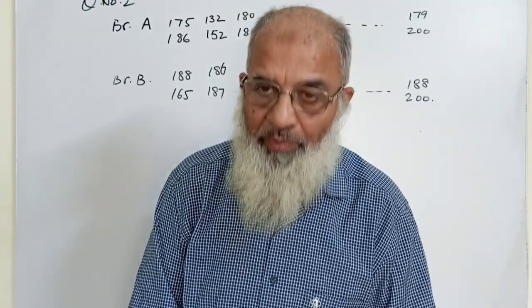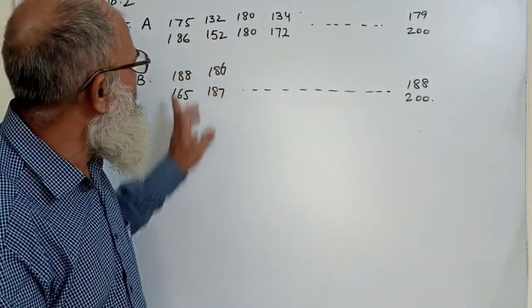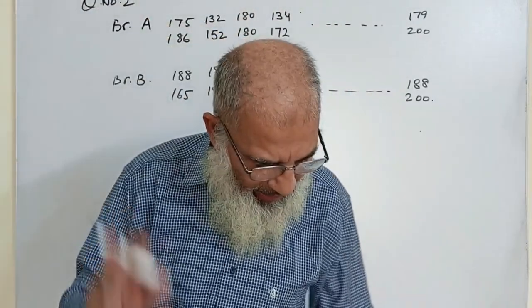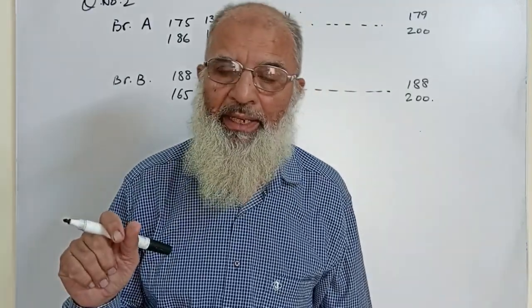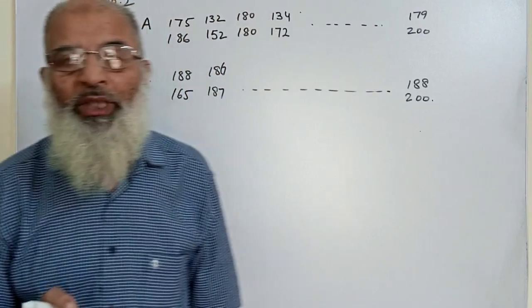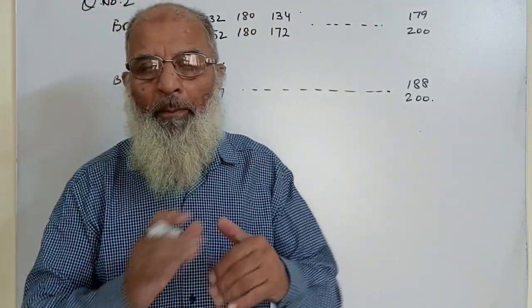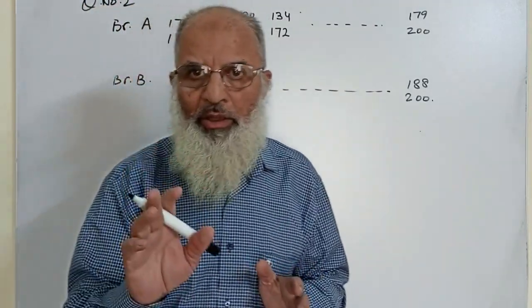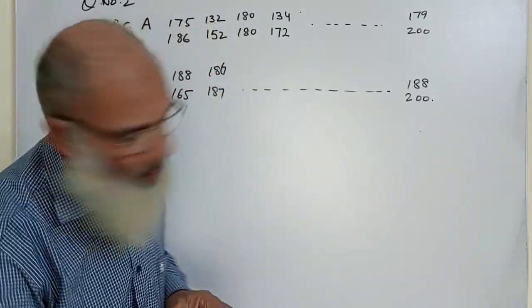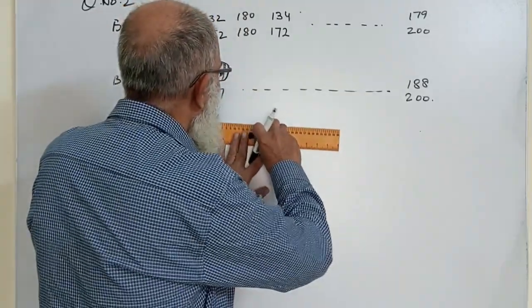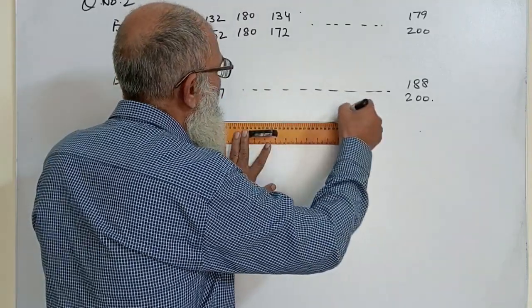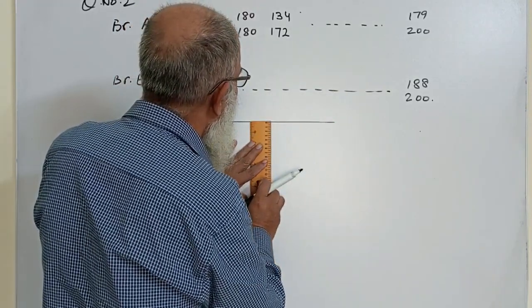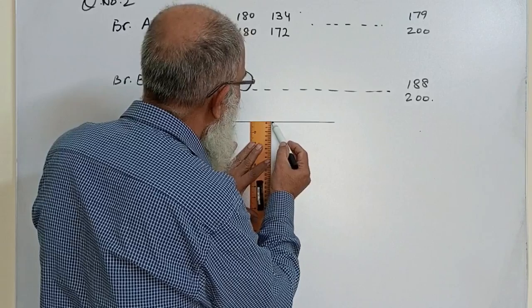So question number 2, part A. What does it say? Draw a back-to-back stem and leaf diagram to display the data. So what we have to do is draw a back-to-back diagram. You remember what I told you about the back-to-back diagram? It was very simple. Now you have to write like this.